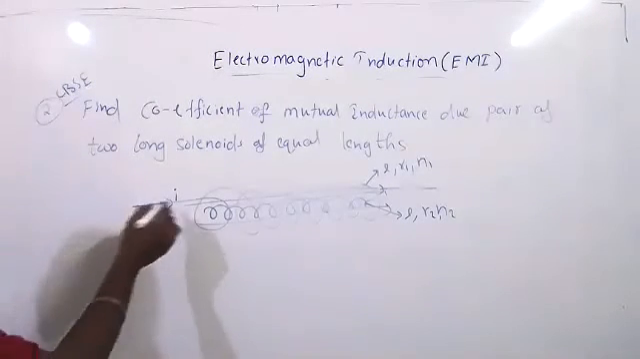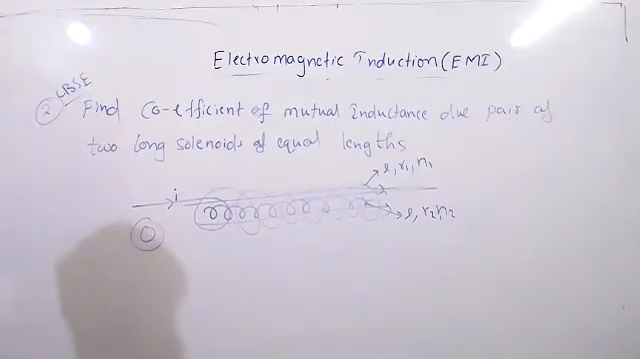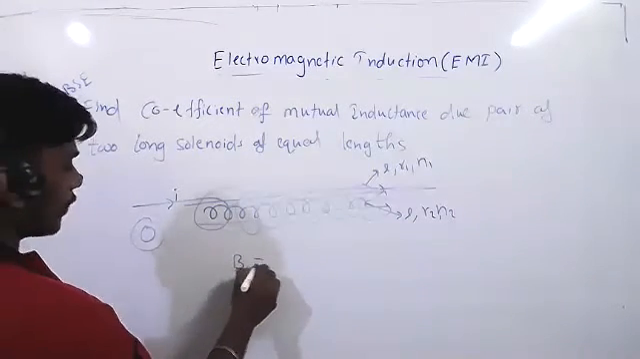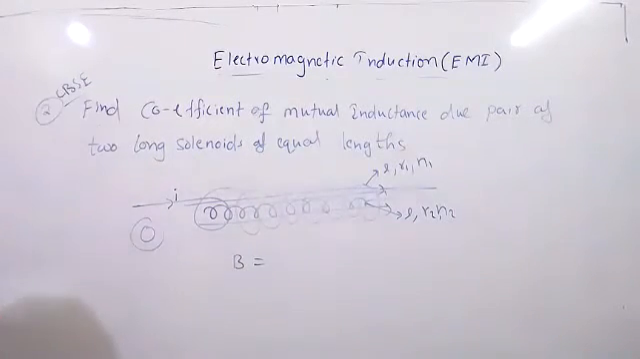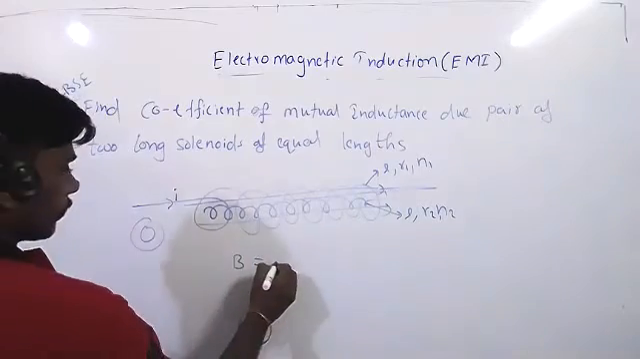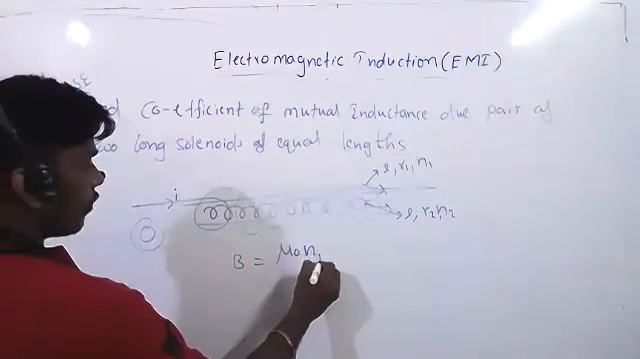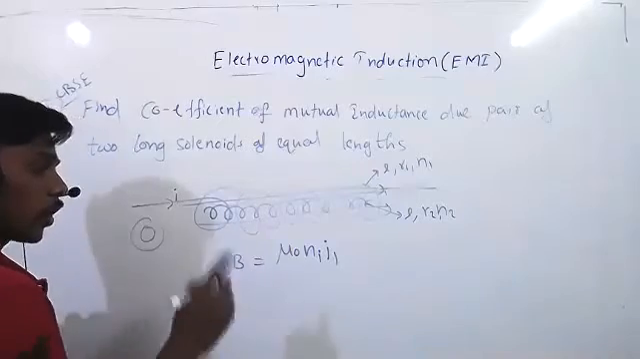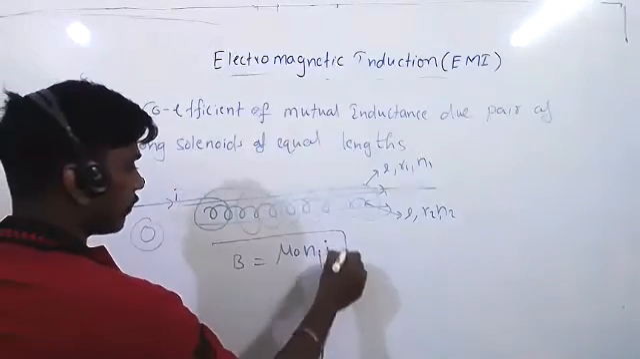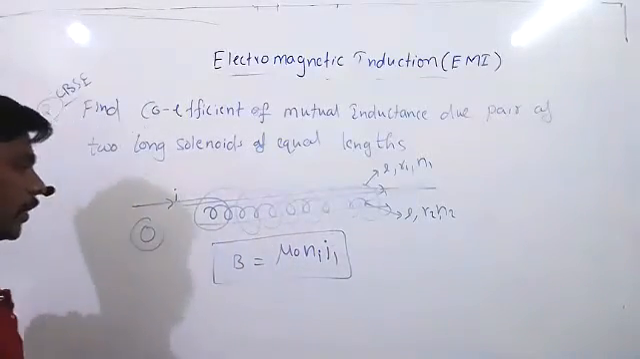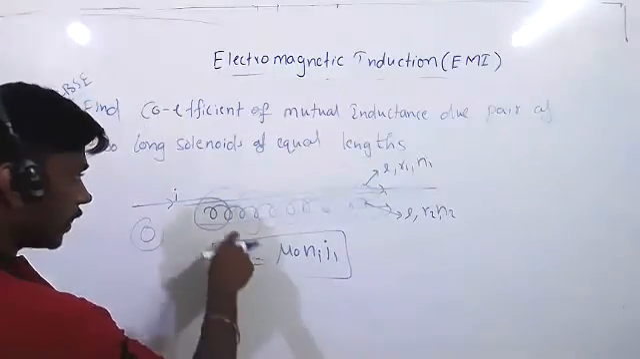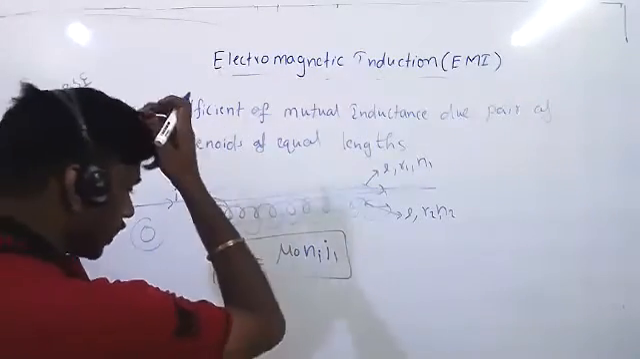We have to assume I1 current is passing through the first coil. Due to the I1 current, how much is the magnetic field at the center of the solenoid? Mu naught N1 I1. It is the magnetic field due to the solenoid at the center. In the previous lesson, you can remember this formula. This magnetic field is due to the first coil at the center.